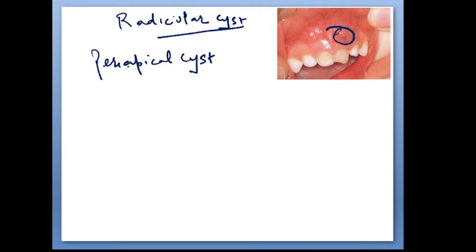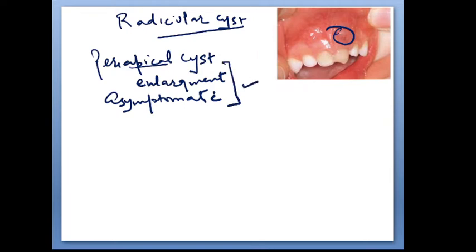In this area, there is enlargement which is generally asymptomatic. It is named periapical cyst because it is seen surrounding the apex of the tooth. Surrounding, it is seen around the surface of the apex.